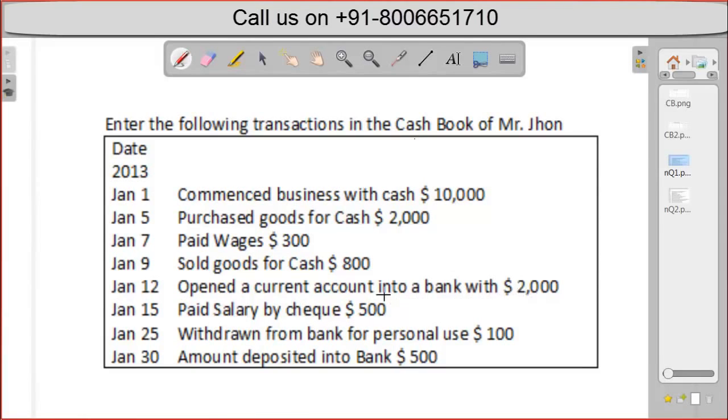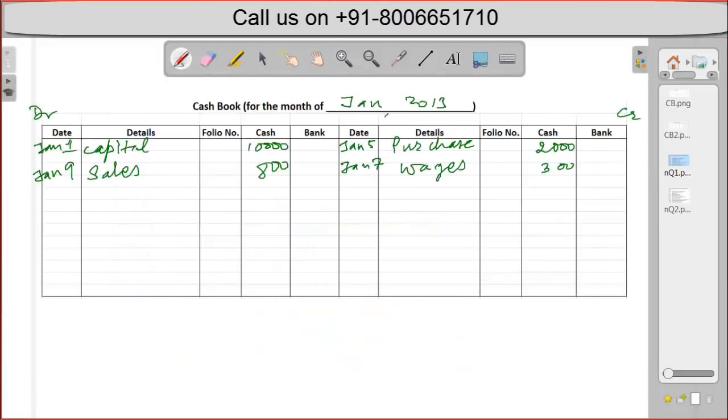January 12, and we opened a current account in a bank with $2000. Okay, now see what entry we will pass. Money gone now, because we opened a current account in a bank, so we paid money to the bank, so cash gone, so the cash account will be credited.